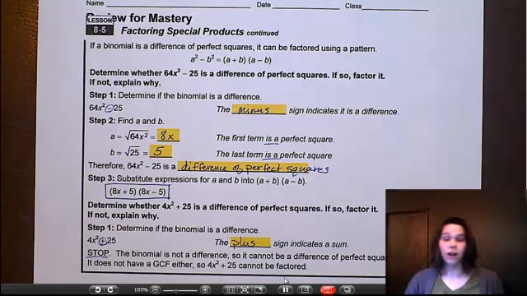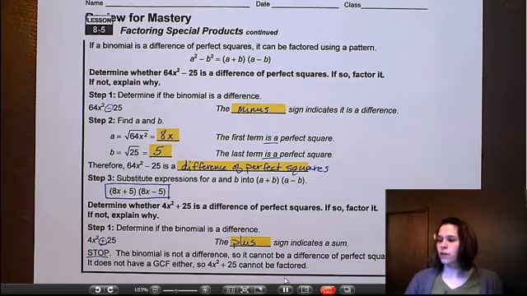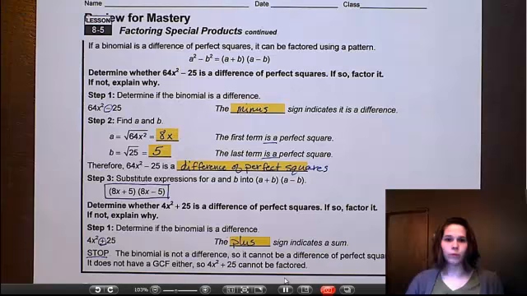It does not have a greatest common factor either. We probably should have checked that first. So 4x squared plus 25 cannot be factored. It's unfactorable. We're done.